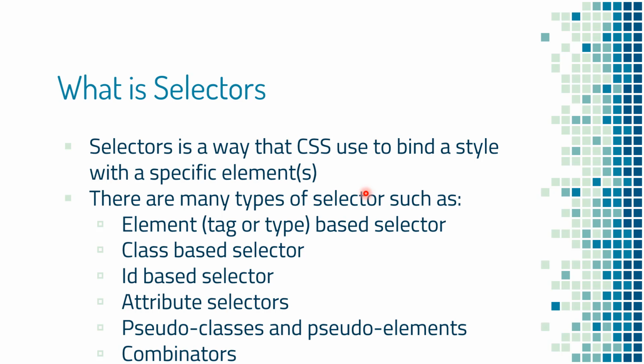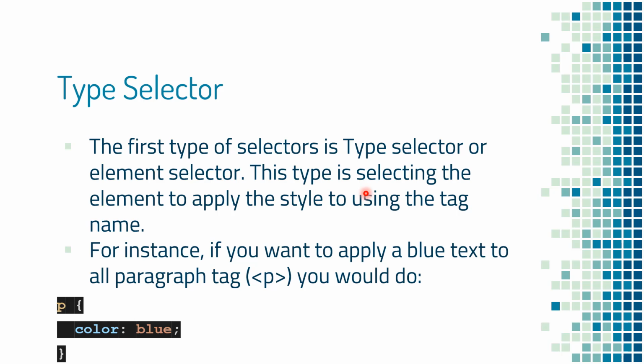Another one is the class-based selector. The third one is the ID-based selector, and the fourth is attribute selectors. Number five is pseudo classes or pseudo elements. Lastly, there is the combinator. So let's go with the first one, which is the type selector.